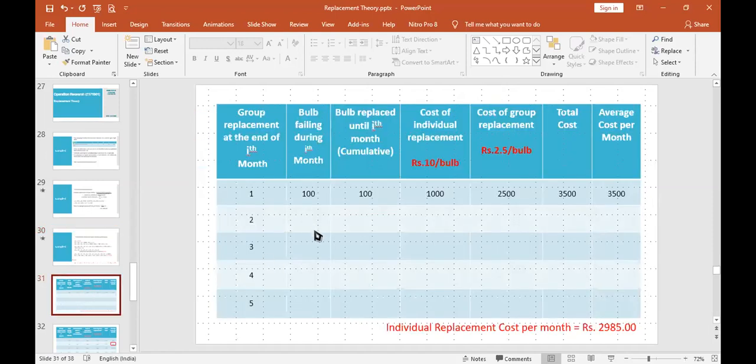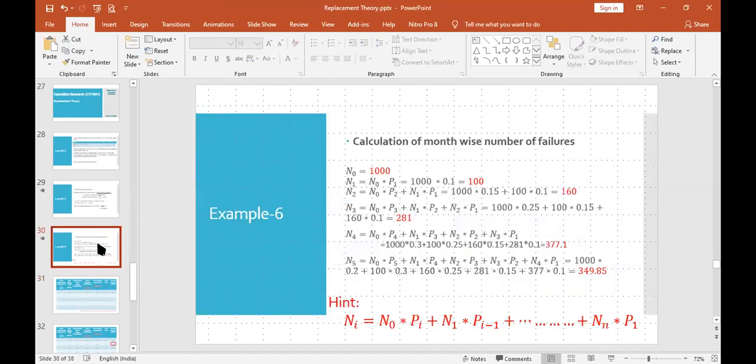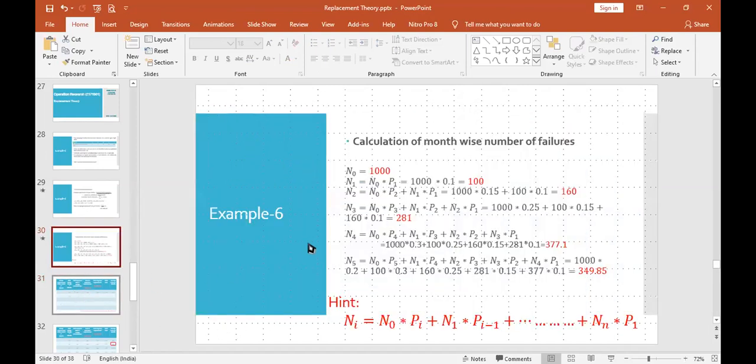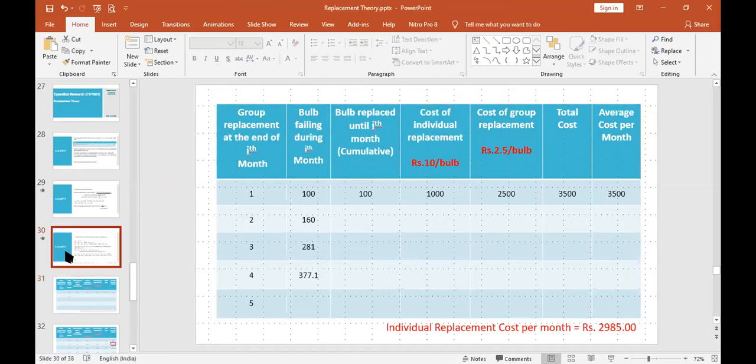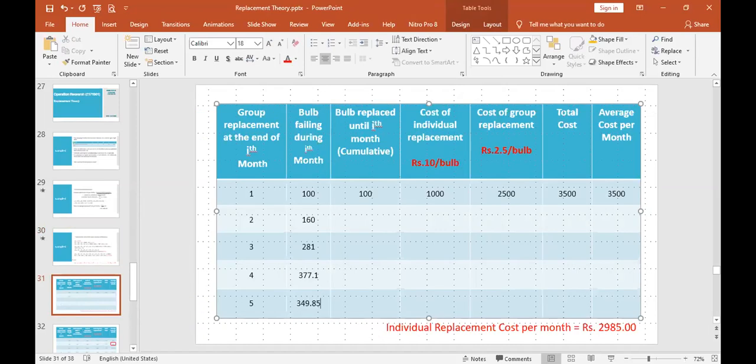We are just filling out the table. So it is 160, then 281 for the third month, and 377.1, and for the last month it is 349.85. So fill this column first. We will be solving it row wise.